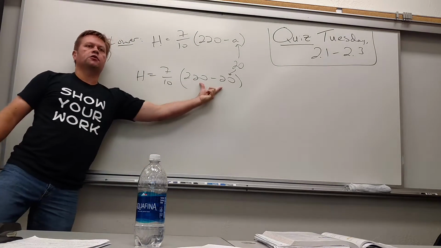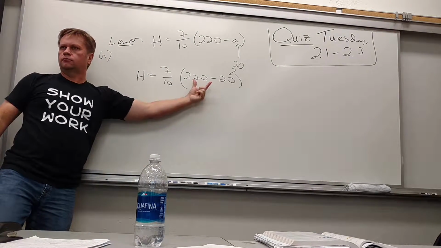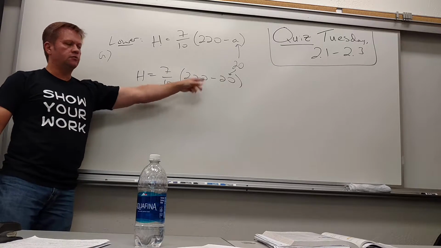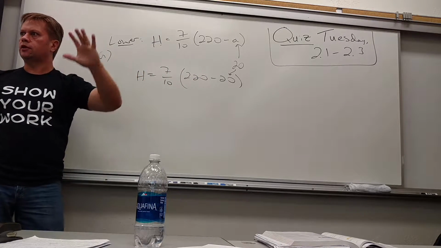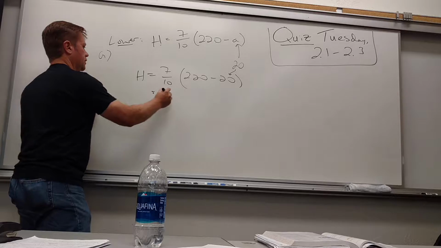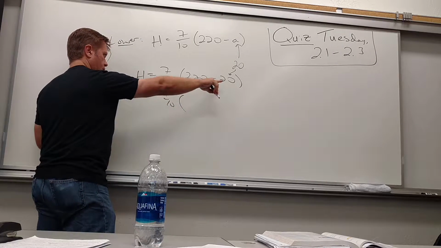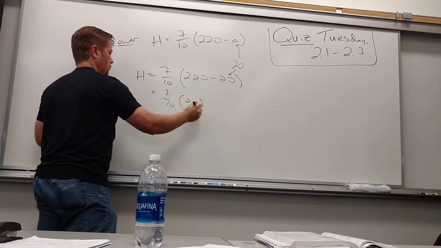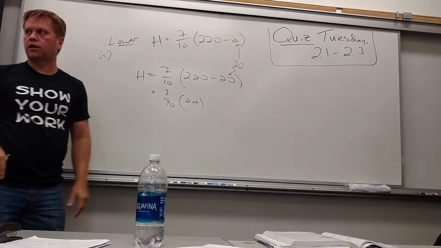Do the inside first, of course, PEMDAS, parentheses first. Then you just reduce it, right? Do 7/10 times 200. So you can just reduce that, go to town.